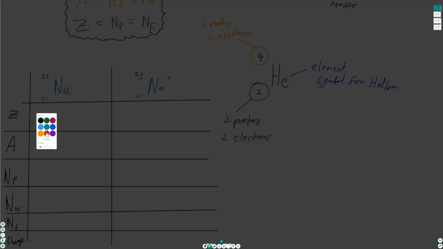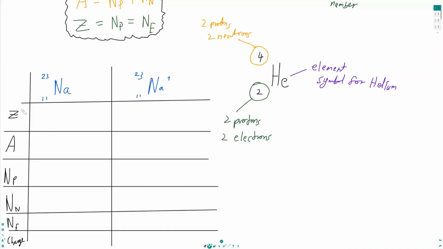So let's go through Na, the atom. So here we have the atomic number. We can see that the atomic number here is 11. And we can see here our mass number is 23. Same thing here. We have atomic number 11, mass number 23.